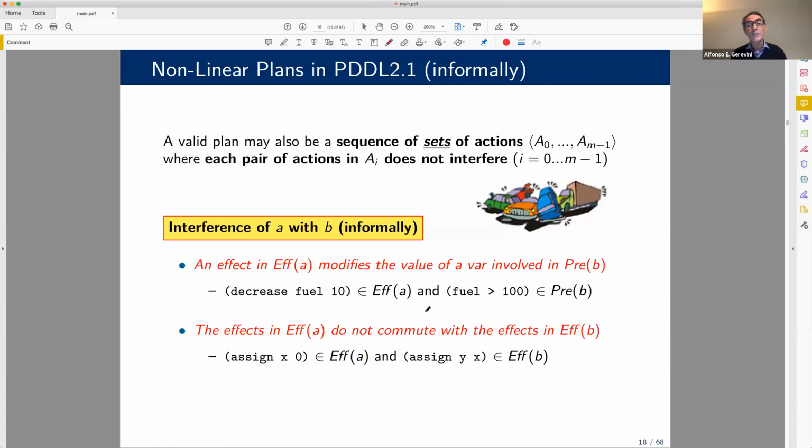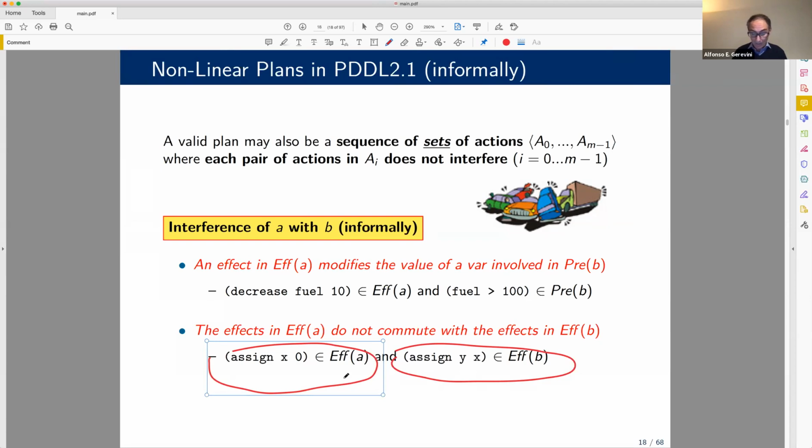The second case, for example, let's illustrate only this. If action A assigns 0 to X, we cannot have another action that assigns 1 to X, again because the result is not the same if we order these effects in an arbitrary way. Depending on the order in which they are applied, we have different global effects.